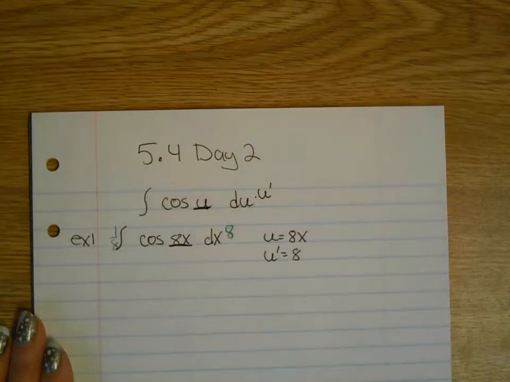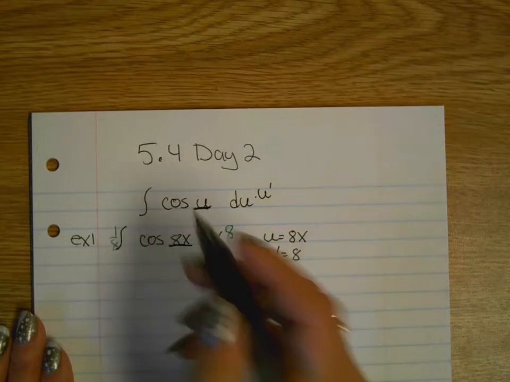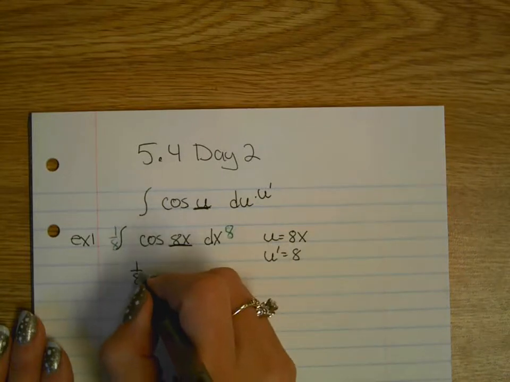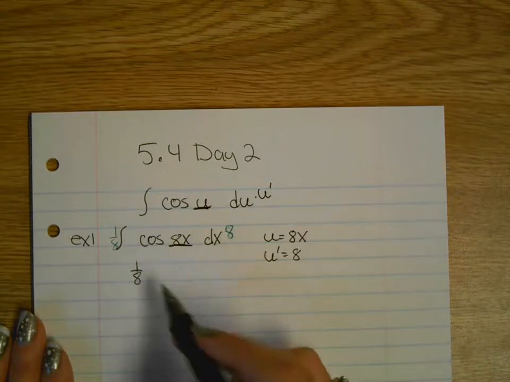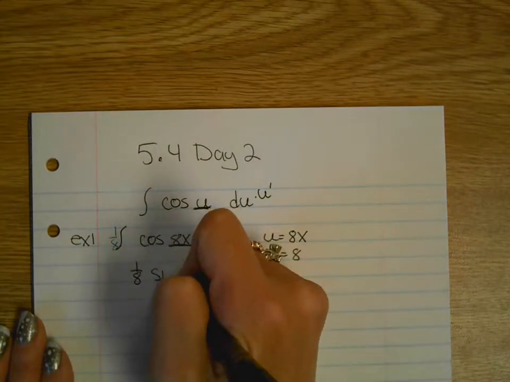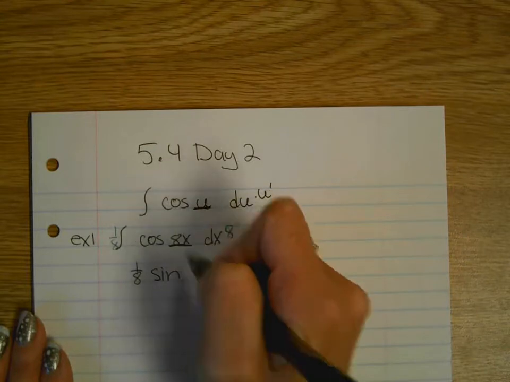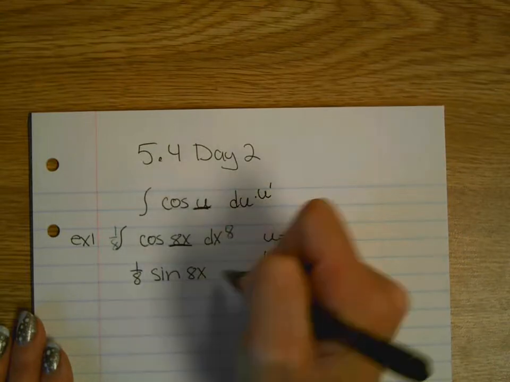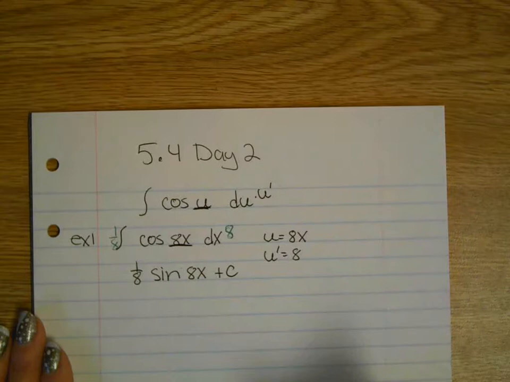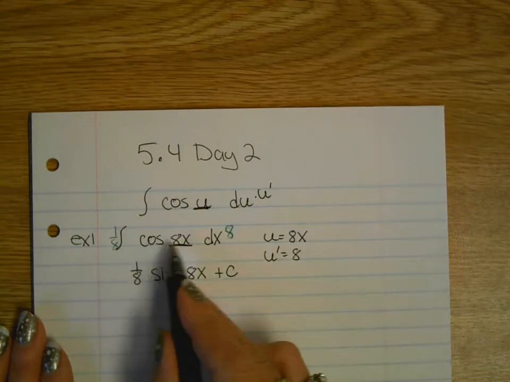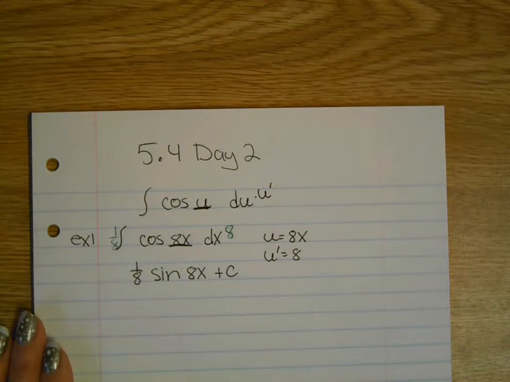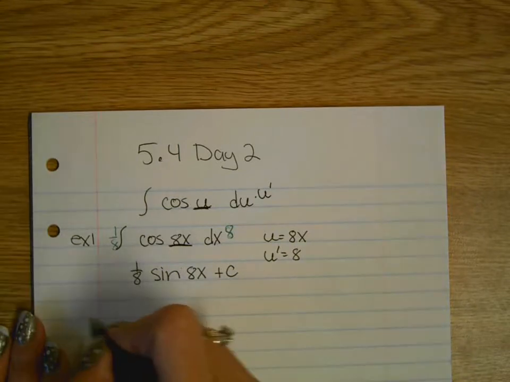I'll hit it with a 1. And now that 1/8 carries along, and then I ask myself, what has cosine as its derivative? Well, that's sine. And you never change the angle. And then remember your plus c. So if I was to do the derivative of this, I would get that back. Let's try another one.